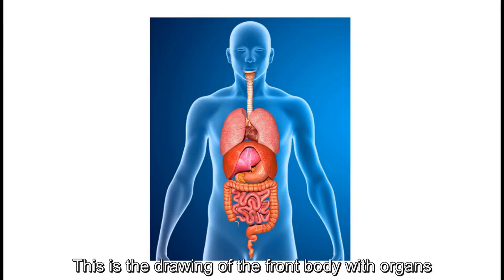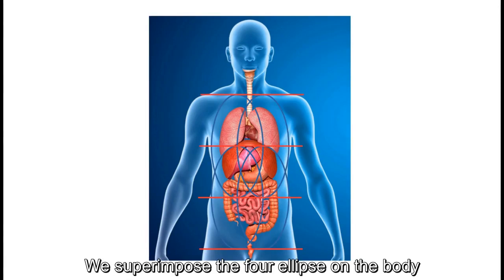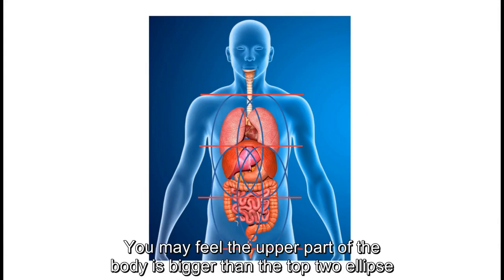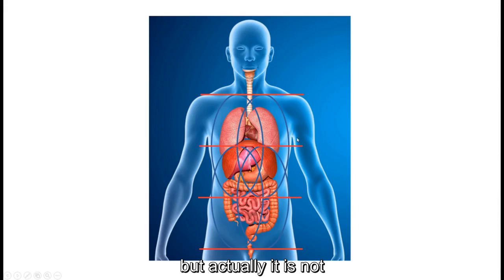Now, this is the drawing of the front body with organs. We superimpose the four ellipses on the body. As you see, they match very well. You may feel the upper part of the body is bigger than the top two ellipses. But actually it is not.